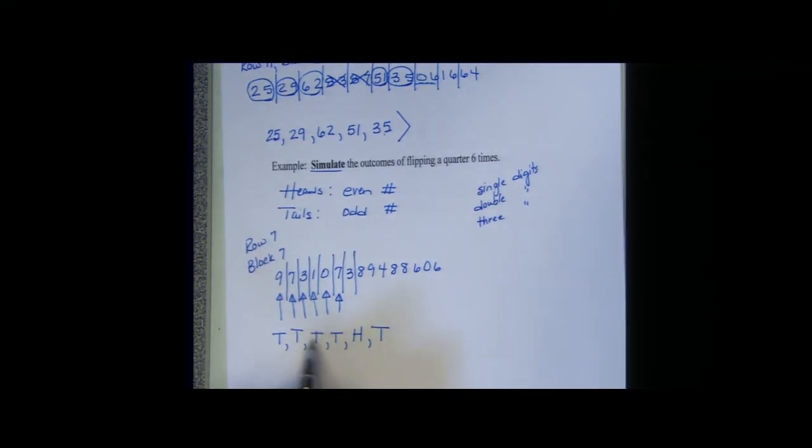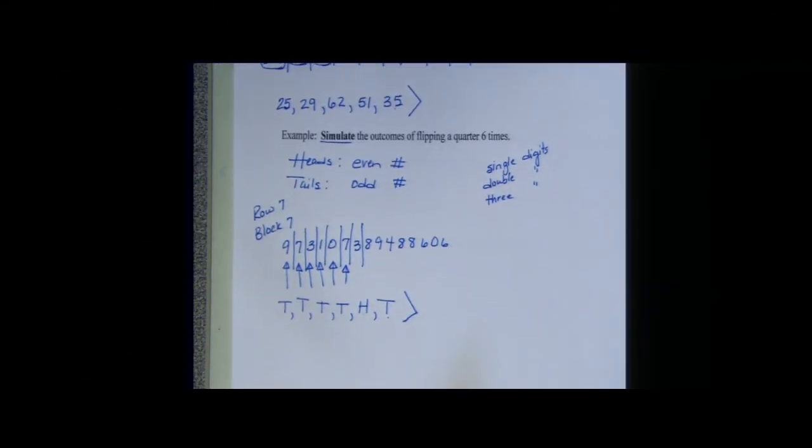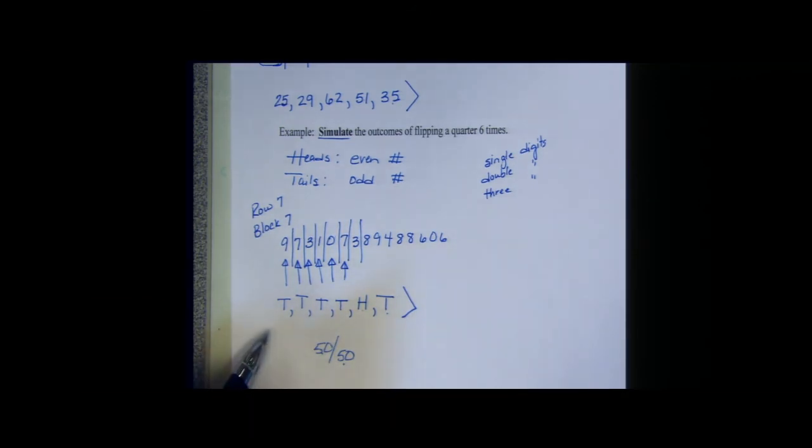And we have 1, 2, 3, 4, 5, 6. So our random number table gave us a simulation of 5 tails and 1 heads. That is not what I would expect. When you flip a coin, you would expect to get 50-50. You would guess half of them would be heads and half of them would be tails. In this particular example, it did not happen.